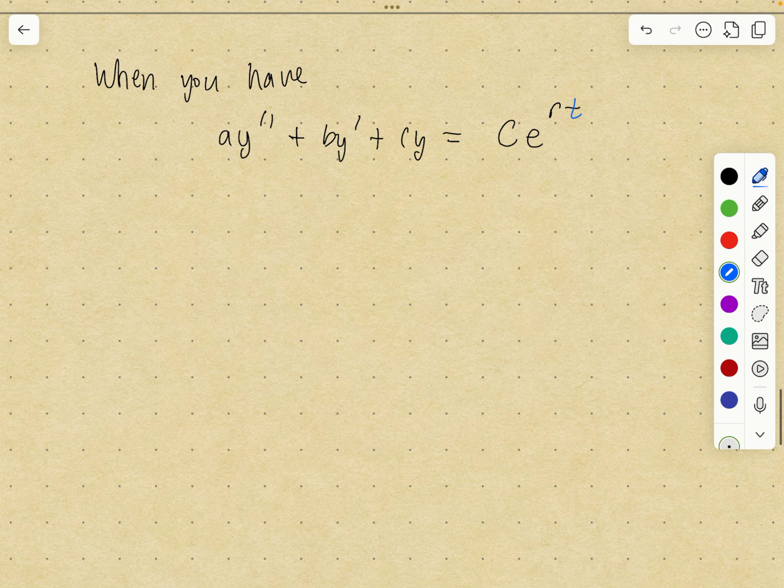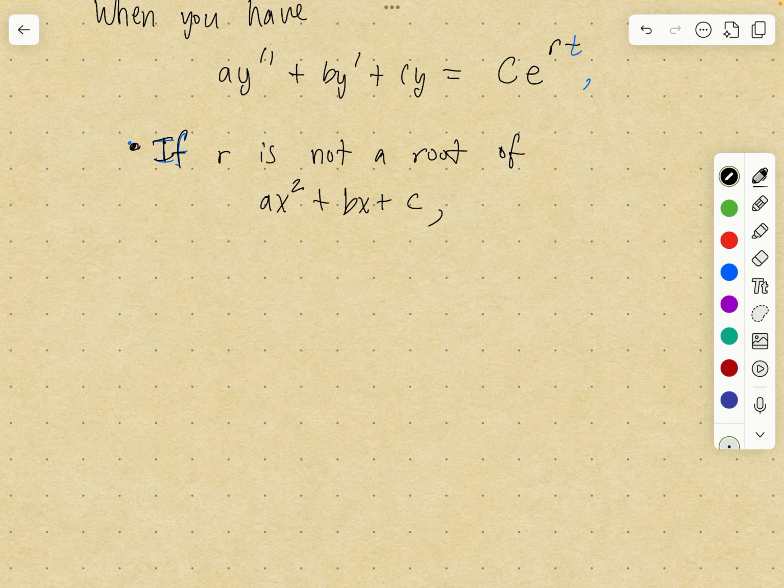So when you have something like this, ay double prime plus by prime plus cy equals a constant, say capital C, e to the rt, so that's your f of t, then what you do is, if r is not a root of the polynomial ax squared plus bx plus c, then your yp that will work is just a constant, say A e to the rt. This will work.